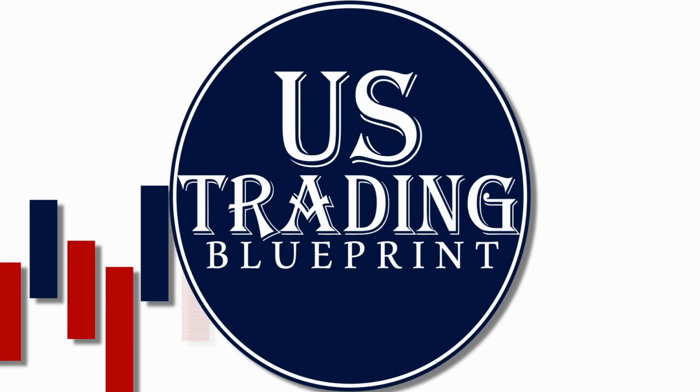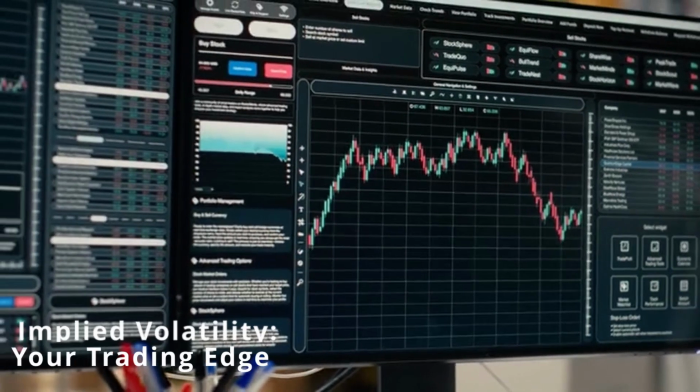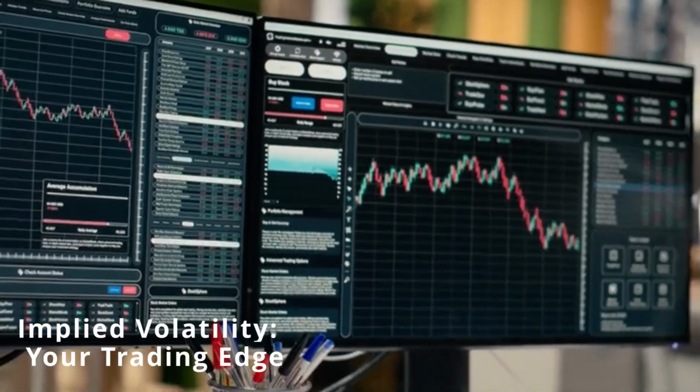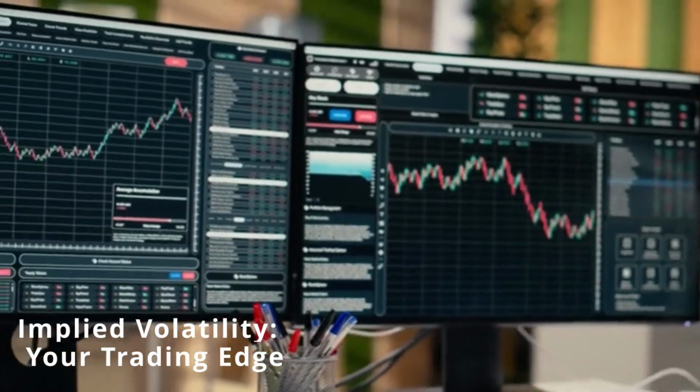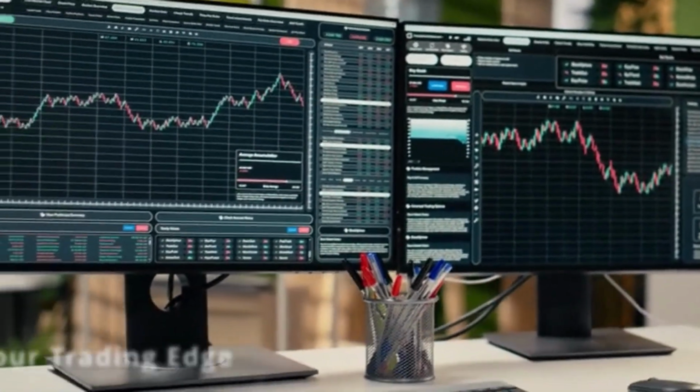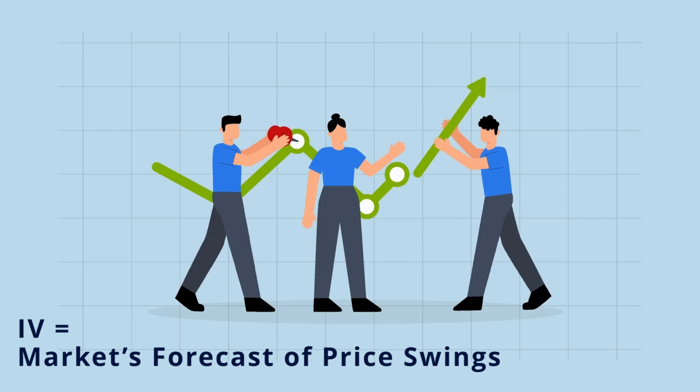Want to trade options like a pro? Understanding implied volatility, or IV, gives you a hidden edge to spot the best entry and exit points. Let me explain this really quick.